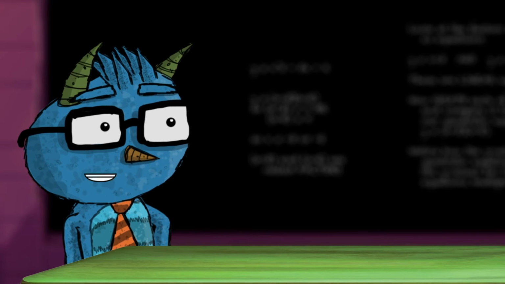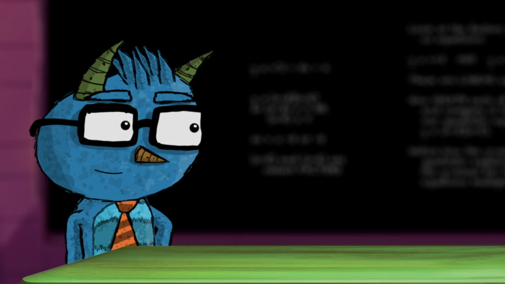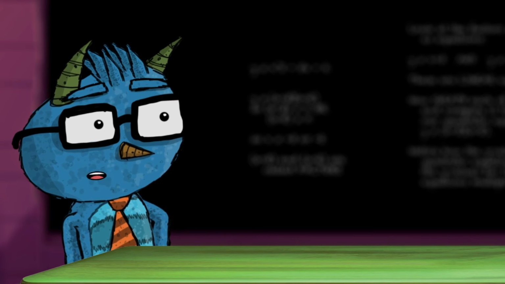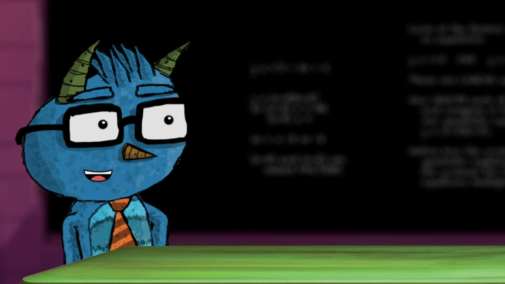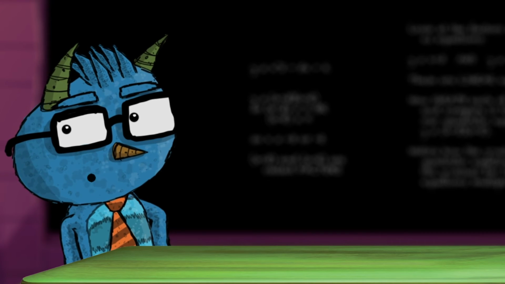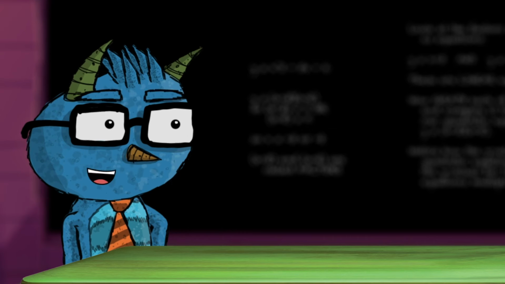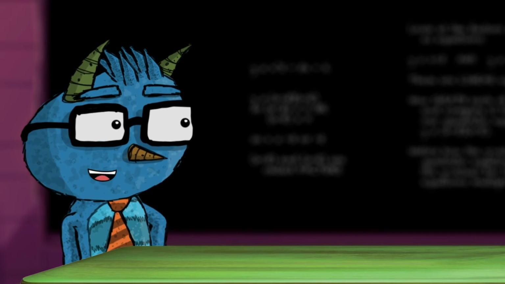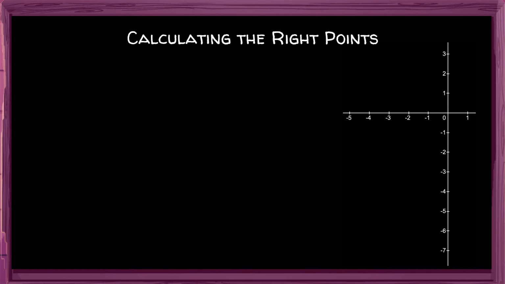Well done, class! You've just learned the basics of graphing a quadratic equation. We started by figuring out whether the parabola would open upward or downward. Then we calculated our most important points, and we connected the dots. Let's try a harder example now to finish our lesson. Let's graph the equation y equals negative x squared minus 4x minus 7.